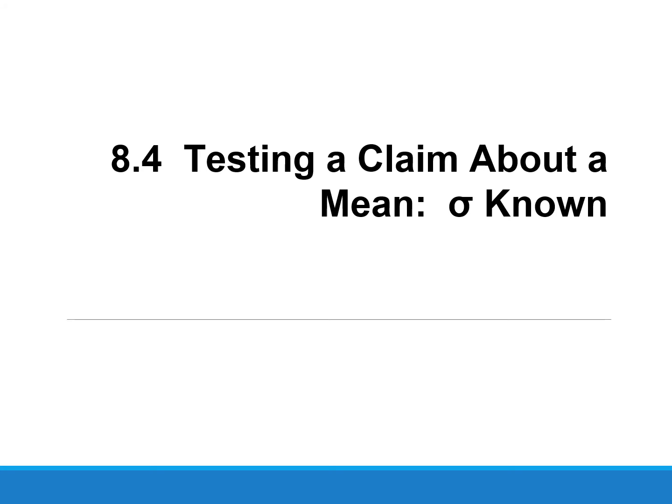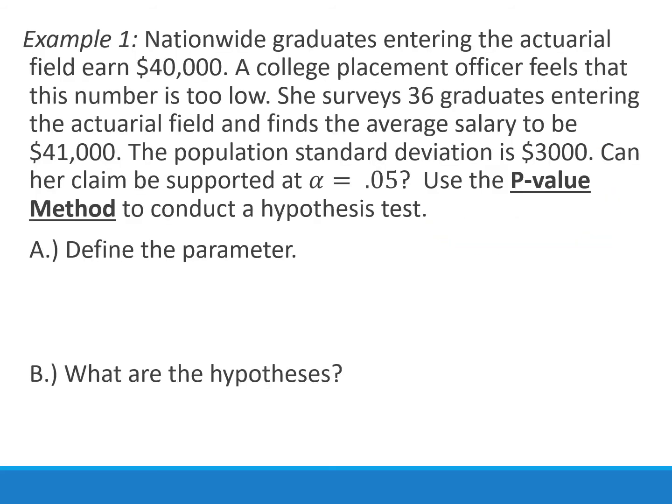Section 8.4 continues with hypothesis testing, but it switches from proportions to means, specifically mean problems where we know the standard deviation of the population. In example 1, we're looking at the starting salaries of actuarial graduates, and it said that the average starting salary is $40,000. A college placement officer feels that this number is too low, so she surveys 36 actuarial graduates and finds their average starting salary to be $41,000. Is this evidence in support of her claim that this $40,000 figure is too low?